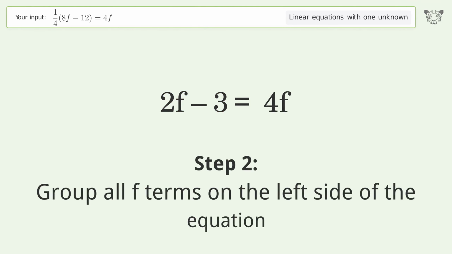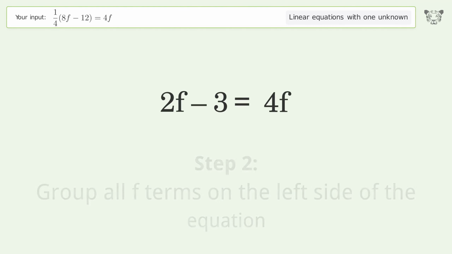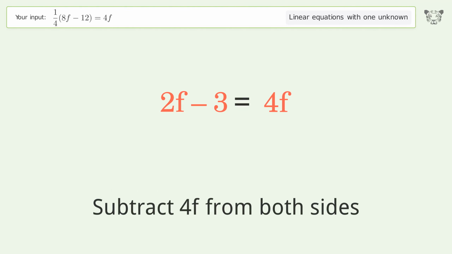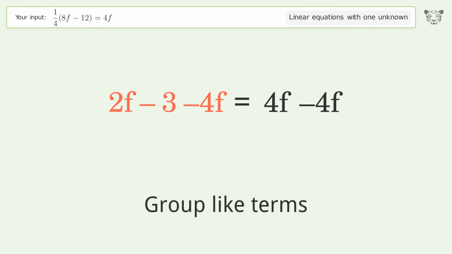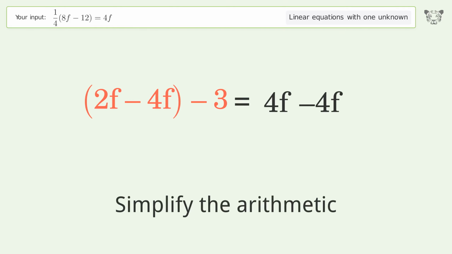Group all f terms on the left side of the equation. Subtract 4f from both sides. Group like terms. Simplify the arithmetic.